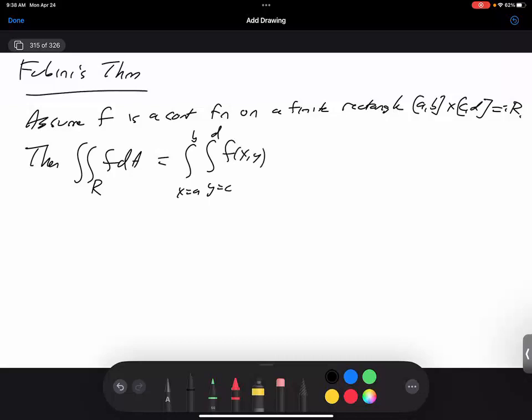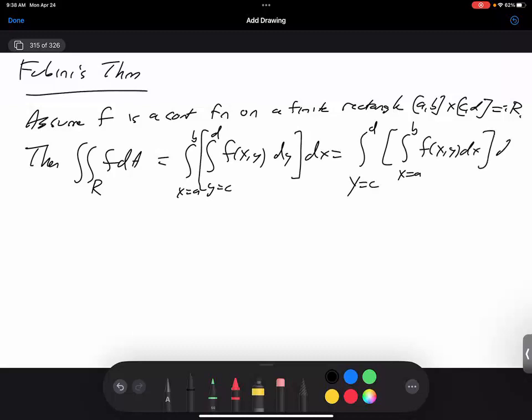Do I write dy or do I write dx? Which comes first? Dy. I'm integrating first with respect to y, and then with respect to x. And that's equal to the integral y goes from c to d, x goes from a to b, f of x, y, dx, dy.